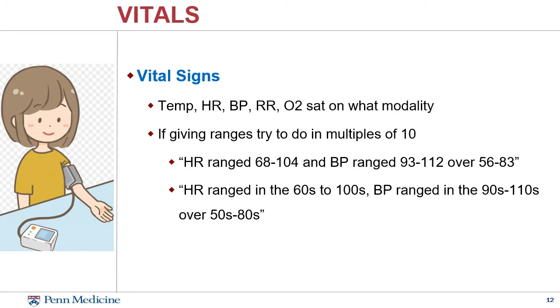For example, Tmax is 98.3, currently 98.1. Heart rate ranged in the 60s to 100s, currently 60. Blood pressure ranged from 90s to 110s over 50s to 80s, currently 105 over 85, and satting 97% on room air.